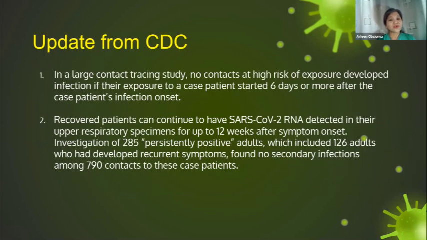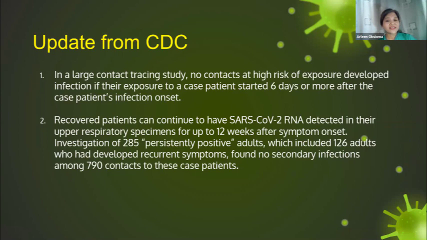And in a large contact tracing study, no contacts at high risk of exposure developed infection if their exposure to a case patient started 6 days or more after the case patient's infection onset. So that means if you have been exposed to a patient after a week from the onset of illness, in these studies where there was contact tracing of these contacts, they have seen that there was no secondary infection to those who were exposed 6 days after the onset of symptoms in the index cases.